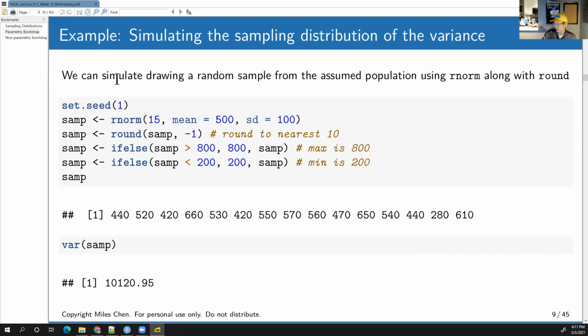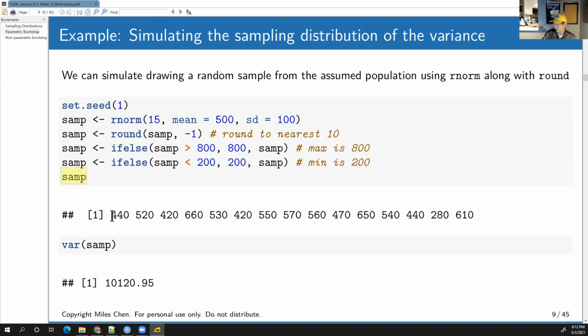Okay, so anyway, we're going to take a random sample of normally distributed values. We're going to take 15 of them where the mean is 500 and the standard deviation is 100. So that's going to be my sample. I'm going to round values to the nearest tens place, so I actually round to the -1, and that's going to round to the nearest tens. And then if any values are over 800, we're going to just cap it off at 800. If any values are under 200, we're going to cap it off at 200. Otherwise, just use the value that appears in the sample.